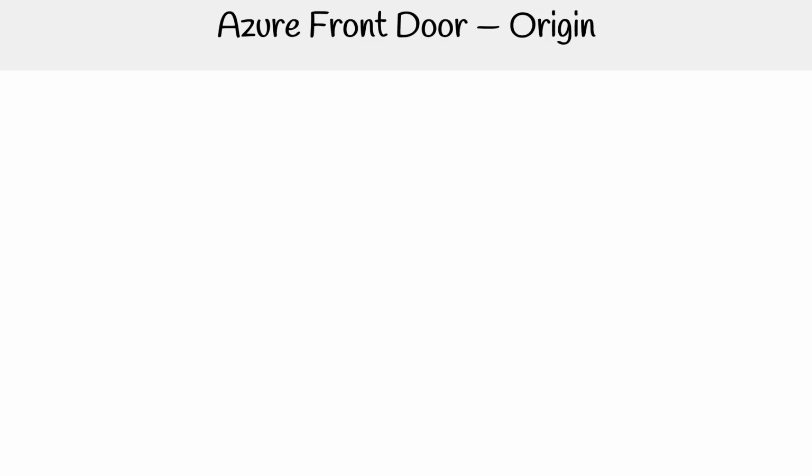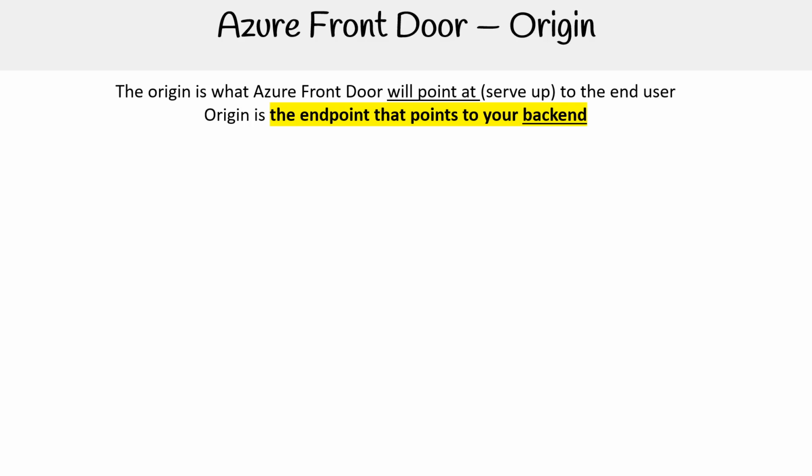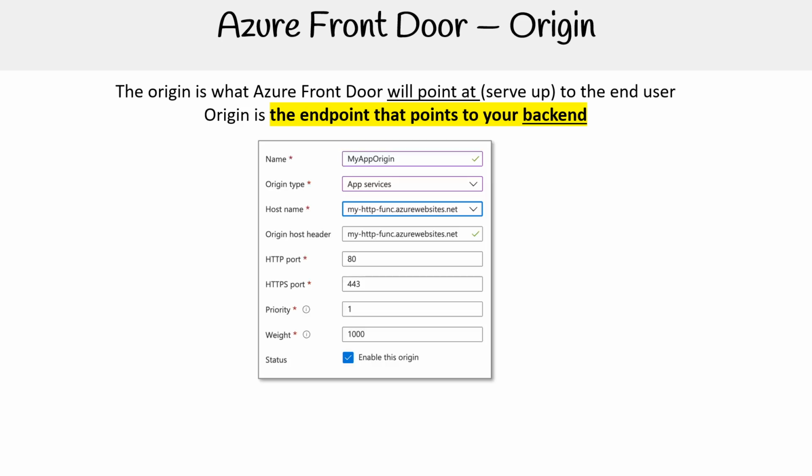We are looking at Azure Front Door, and it's time to take a closer look at the origin component. The origin is what Azure Front Door will point at to serve up to the end user, and origin is the endpoint that points to your backend. Here's an example of the form of the information you'll need to fill out.